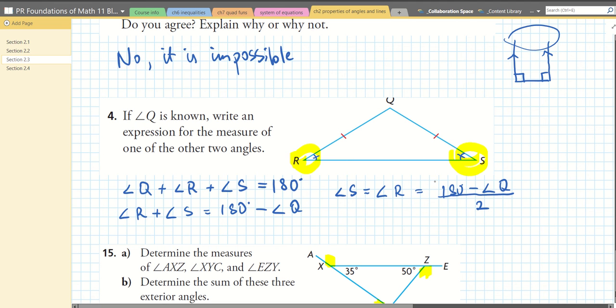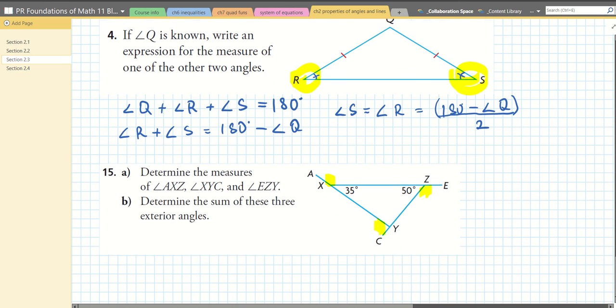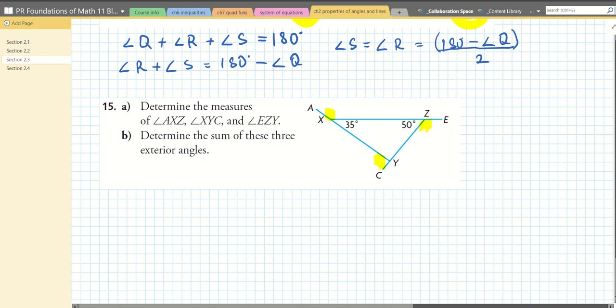So for example, if we know the value for Q, we can actually calculate the value for the angle R or angle S. So you would put this in the calculator in brackets divided by 2 after you do the subtraction. So the last question, this one says determine the measures of the angles AXZ, which is this angle right there, XYC, so that one there, and EZY. So EZY is going to be there.